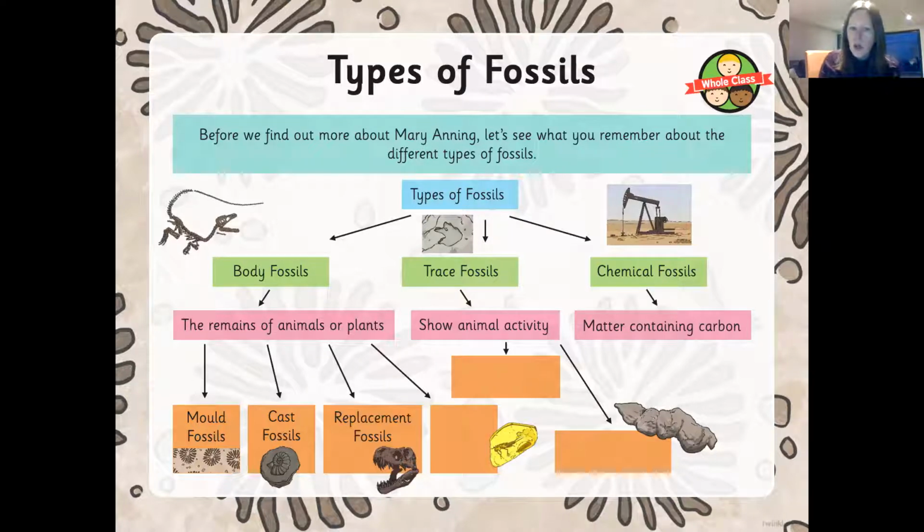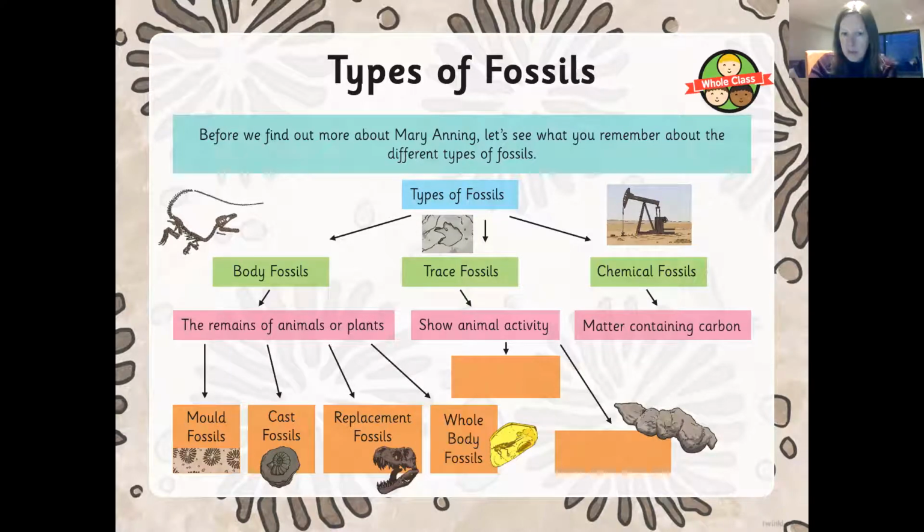But we've then got our replacement fossils. So our replacement fossils is where the skeleton of that animal would have been, but over many, many, many years, all the skeleton gets broken down, washed away. And where the skeleton was, all the minerals will come in and fill in and give us that outline of that skeleton that would have been there. So it's replacing it. Okay, so the skeleton has gone, but it's been replaced with the minerals that make up the fossil that is now remaining. So we can see the full shape of what would have been there of the skeleton.